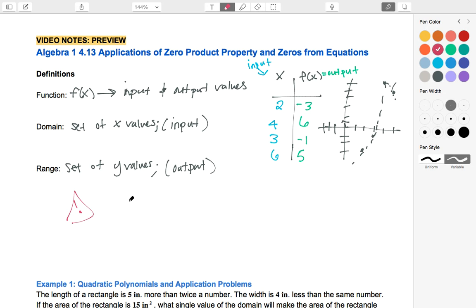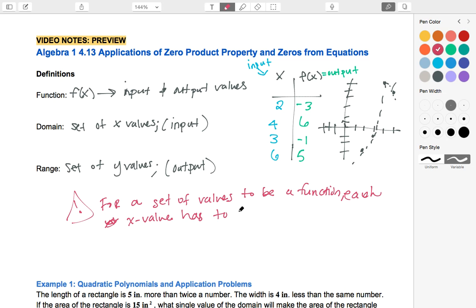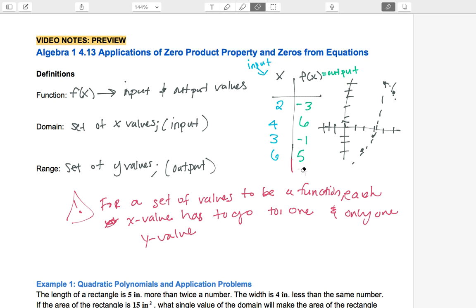And it's an important note here that for a set of values to be a function, each x value has to go to 1 and only 1 y value. Okay, so each x value has to have a unique output value. So let's say if I had another 2, for instance, and 7, then this wouldn't work because there was another 2 up here. So the x values have to be different, okay, in order for it to be a function.